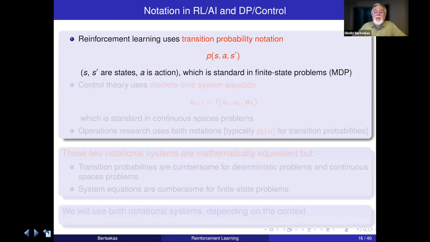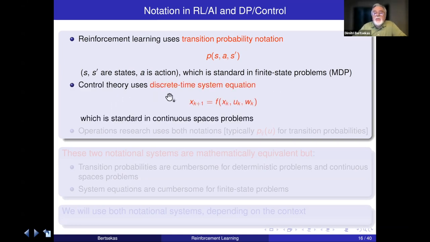Now, another very unfortunate fact about the two fields is the differences in notation. Reinforcement learning uses transition probability notation. Okay, it uses the symbols S for state, S and S prime for state, A for action. And this defines the probability that you will go to state S prime if you are in state S and you apply action A. Okay. This is a standard type of notation, transition probabilities in finite state problems, problems with a finite number of states, also called Markovian decision problems, or MDP.